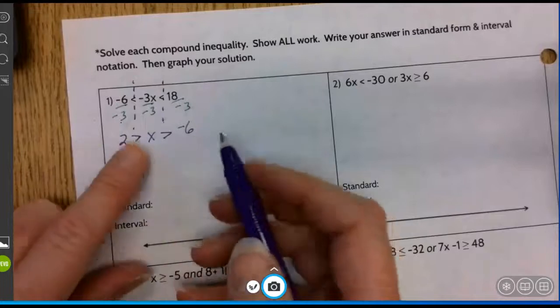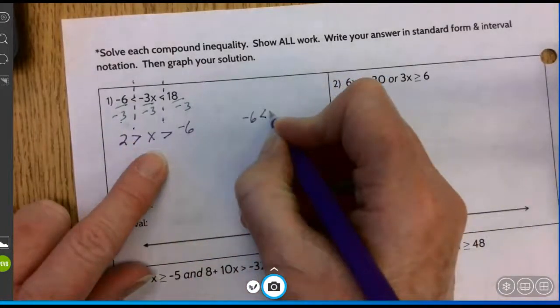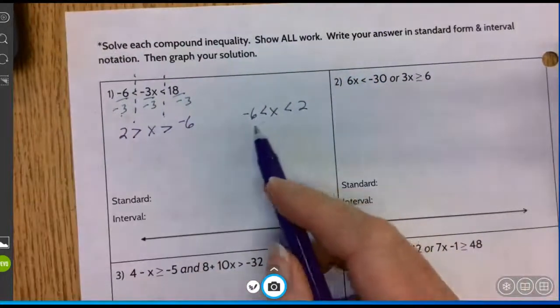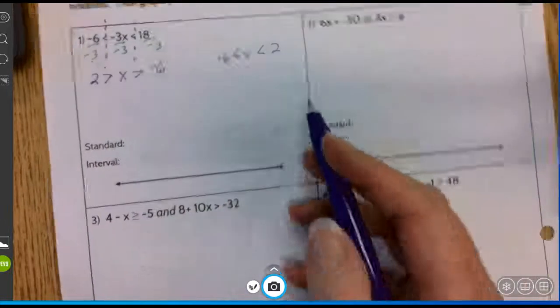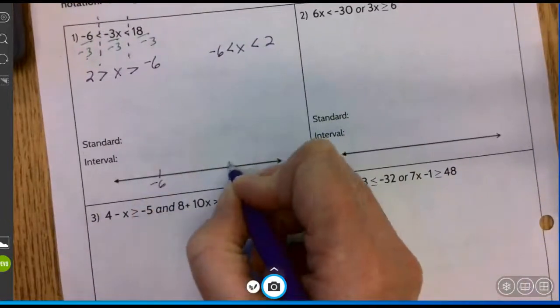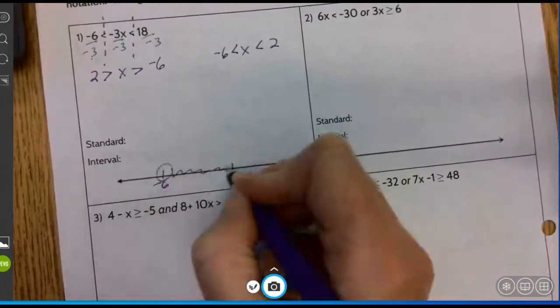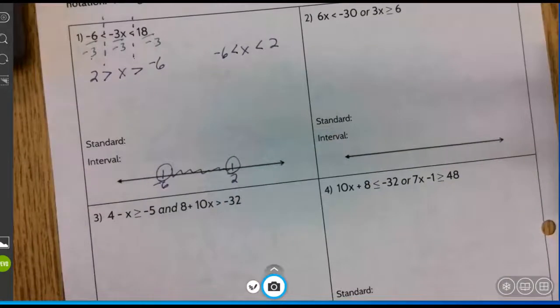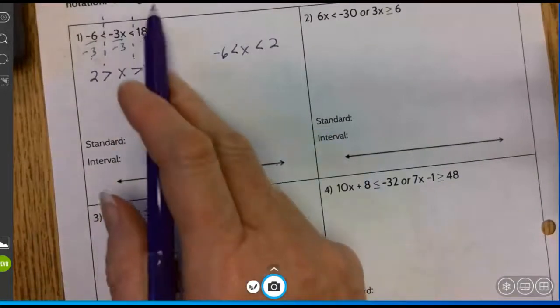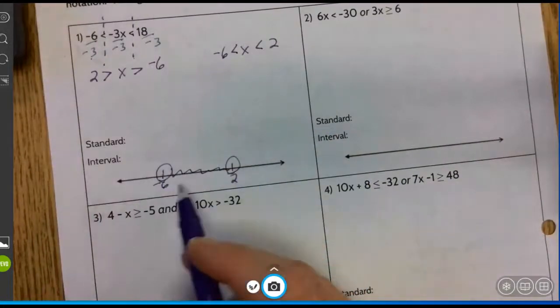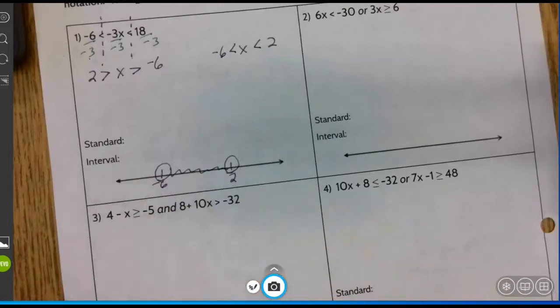Now, if I were going to do this one, I would rewrite it to be -6 is less than x, which is less than 2. It just makes it lots easier to see what is happening. So I have -6, I have 2, it's the stuff in between, I have open circles. Okay, that one's graphed. It didn't ask me to graph. Oh, yes, it did, graph my solution. But I just always do it, especially if I'm going to go interval. It's much easier to see.